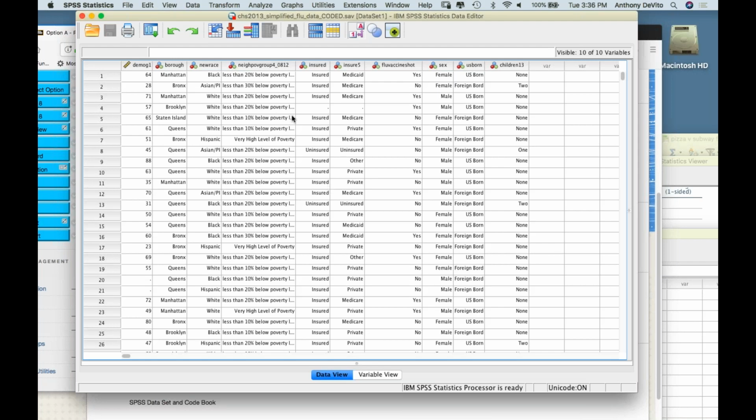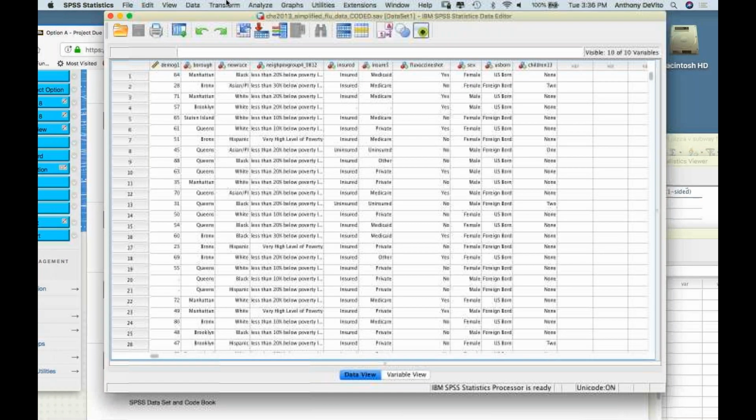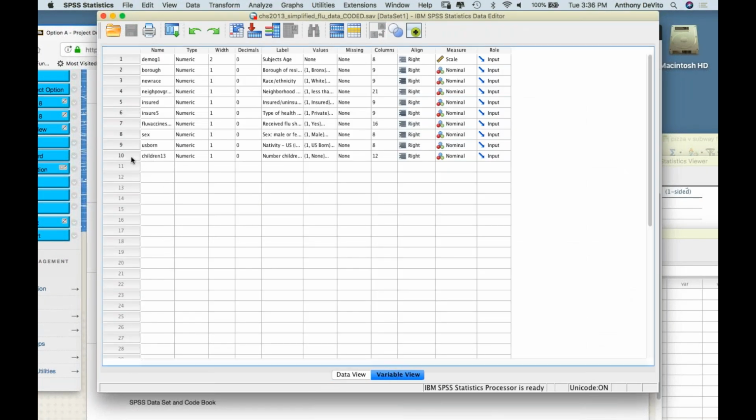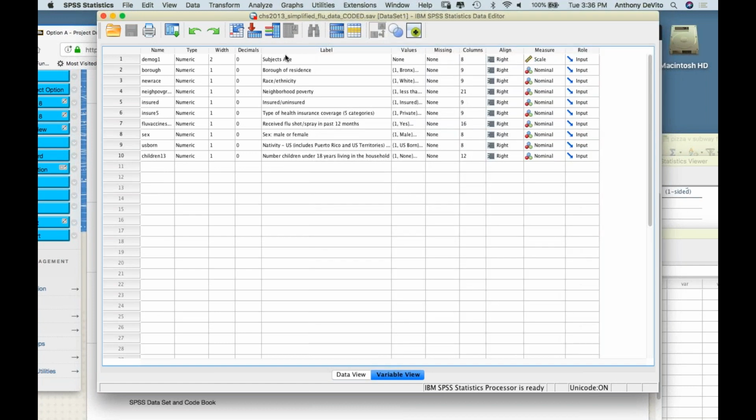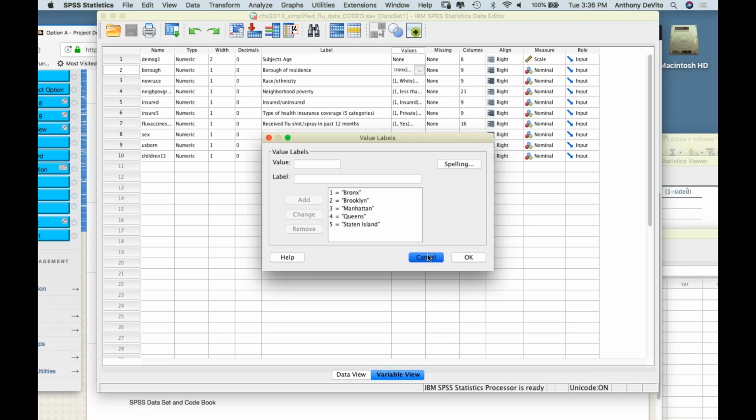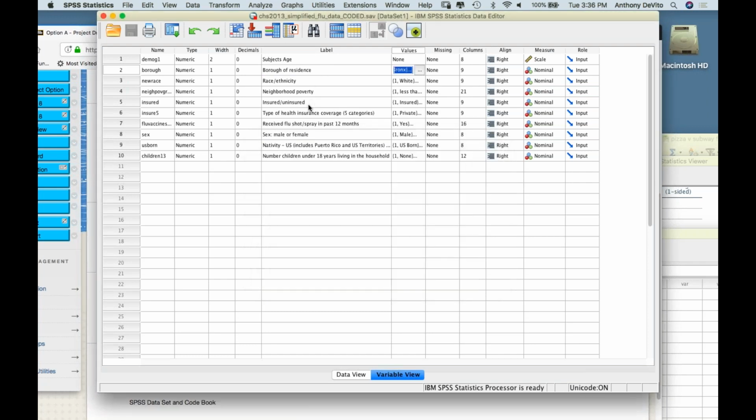So you have this alternative data set that we've created for you that has 10 variables in it. Variables like, let's see what we got, the subject's age. So if you want, you could do a t-test or analysis of variance. The borough that they live in, that's categorical. It's got five values, and we've filled in for you that one is the Bronx, two is Brooklyn. So you could look at whether or not a person is insured or uninsured by their borough, by their race, ethnicity, their neighborhood, the rate of poverty in their neighborhood. You could look at whether or not they received the flu shot, the type of health insurance that they had, the number of children that they have living in their household, and so on and so forth. So you can take a look at a number of these different things.